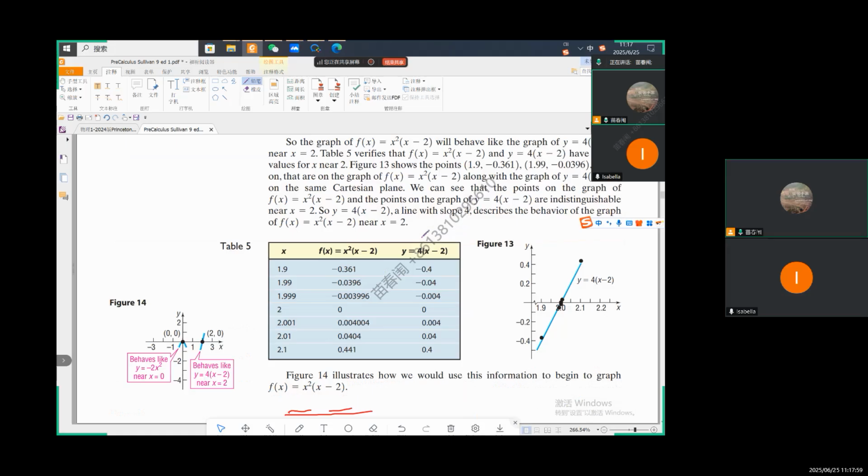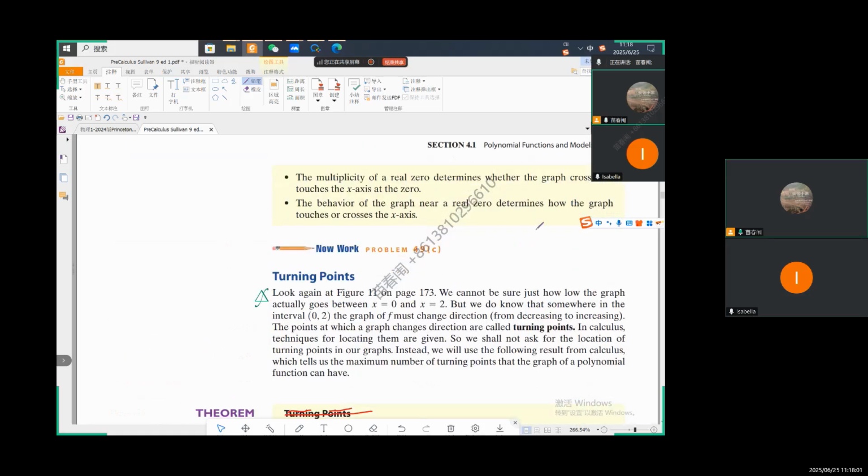And so in the end, I can summarize this. The multiplicity can tell whether it crosses or touches. But the behavior is how exactly you touch or cross, which means it's a 4 times x minus 2 or negative 2 times x squared thing, right? Is that again? This thing. Okay, let me write that down. Yeah, that's going to help us draw the graph.